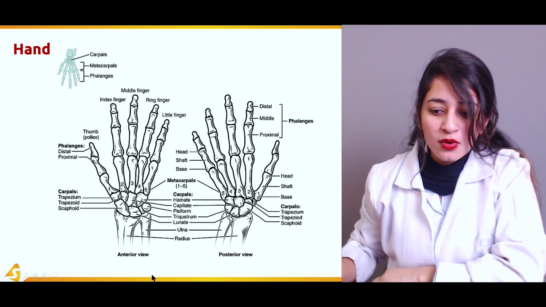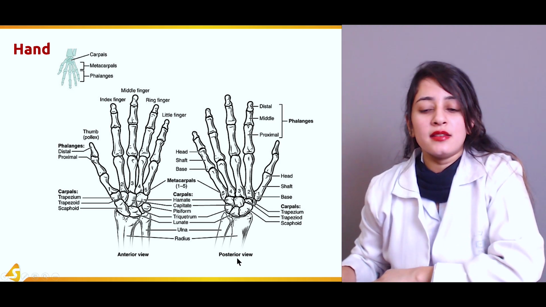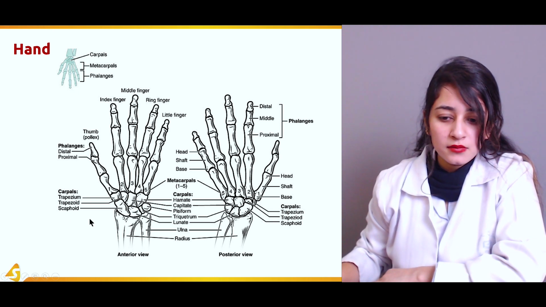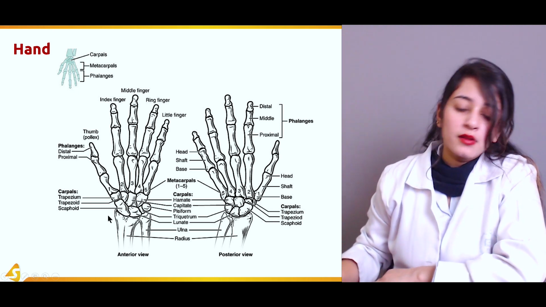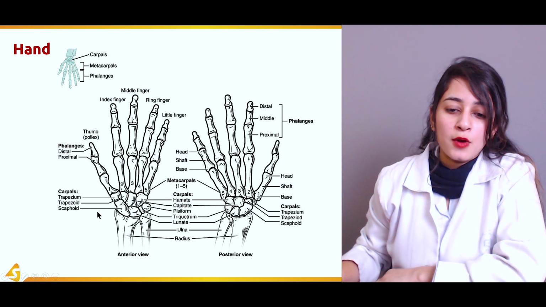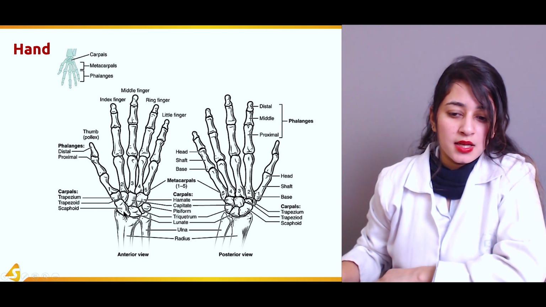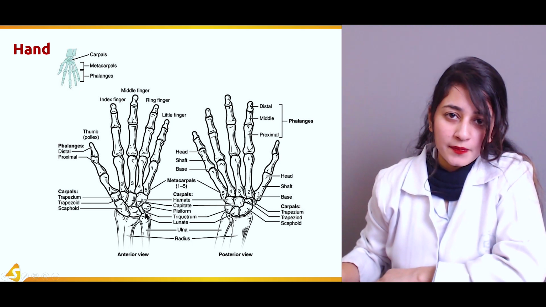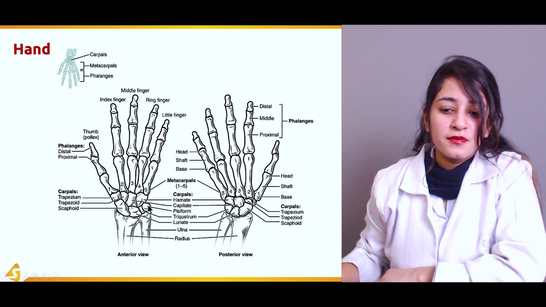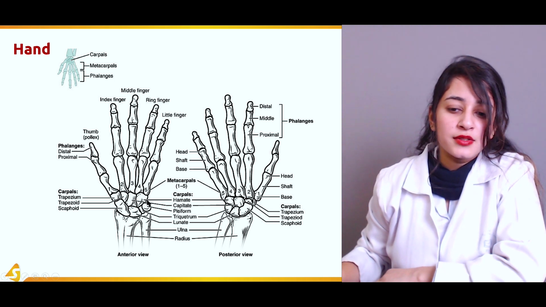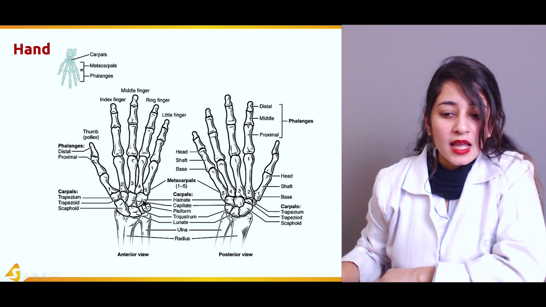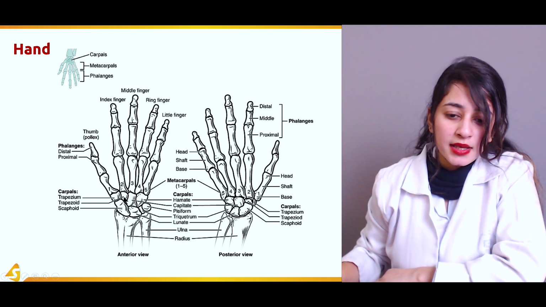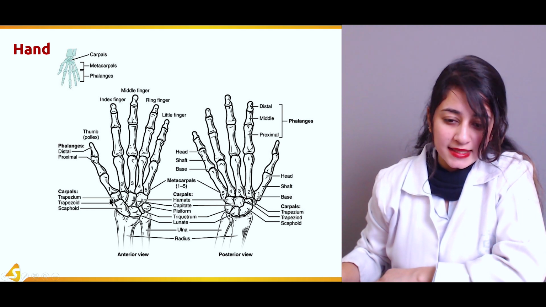This is the anterior view and this is the posterior view. There are names designated to the carpal bones, which are really important for you. First of all, we have the scaphoid bone. Then we have the lunate. Then the triquetrum. Then the pisiform. Above that, we have the hamate. Then we have the capitate. Then the trapezoid. And finally, we have the trapezium.